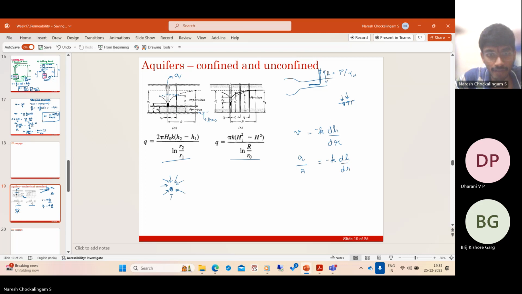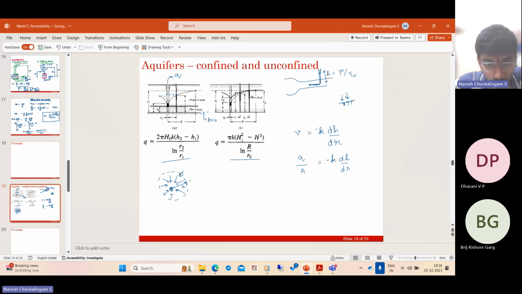So with increasing R, H increases, and the flow is towards the inside direction. So you have a minus sign. Now you take a circle at a distance of R from the well. Suppose this distance is R. What is the area of flow at this distance? What is the area this Q is coming?